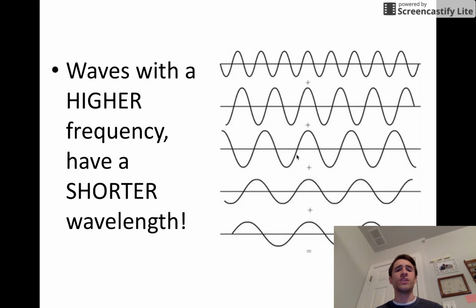At the bottom of your notes, I need you to write this: waves with a higher frequency have a shorter wavelength, right? Which makes sense. If waves are coming by more frequently, the distance between each wave, or the wavelength, is going to be smaller.